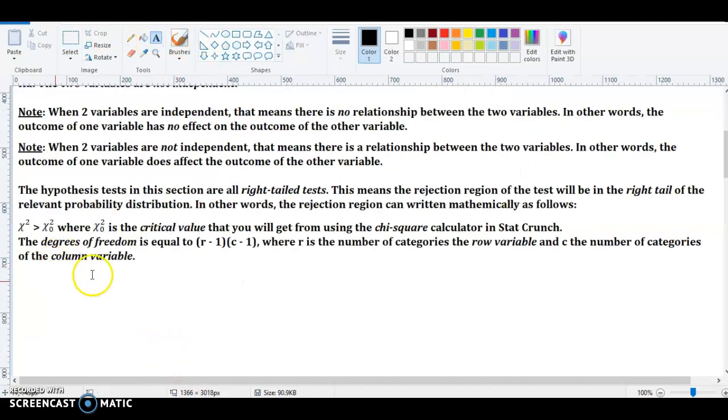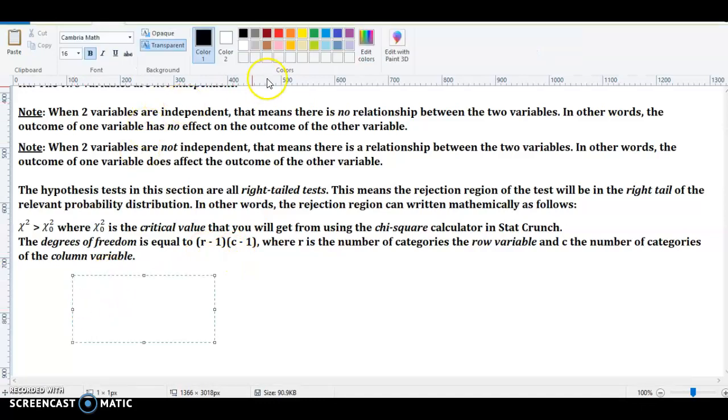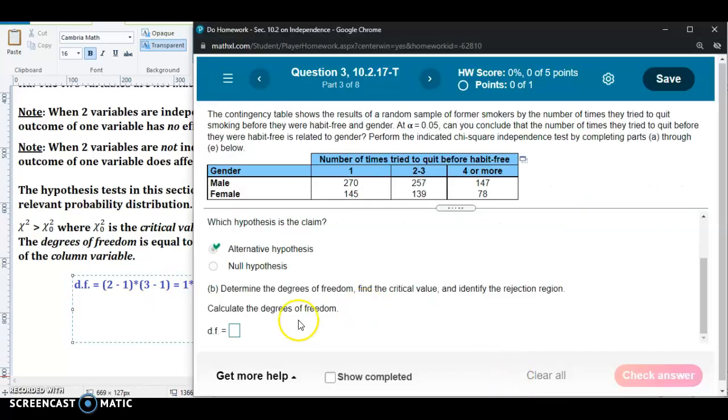So we can write this out using this formula. Remember, r is equal to 2, c is equal to 3. So basically our degrees of freedom is equal to 2 minus 1 in parentheses multiplied by 3 minus 1 also in parentheses. When you use the order of operations, make sure you do the subtractions in parentheses first, and then multiply. So 2 minus 1 is 1, 3 minus 1 is 2. And then once we do the subtractions, we can remove the parentheses. So 1 times 2 is 2. There are 2 degrees of freedom for this problem, so df is equal to 2.